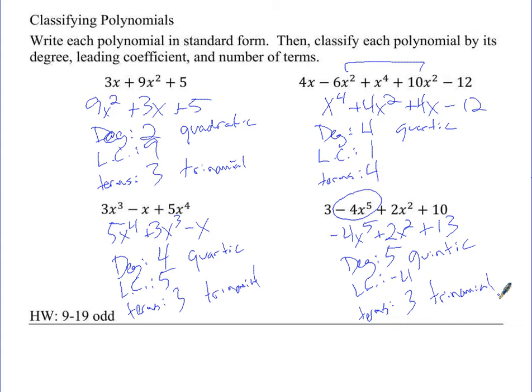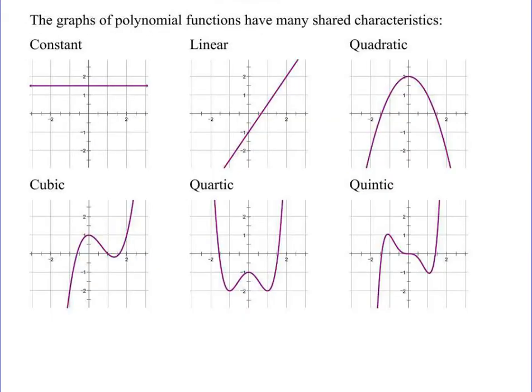That's all you got to do for these. 9 through 19 odd, what is that? 6 problems? Piece of cake. Like I said in the beginning of this section, all polynomials start to show the same type of behavior over and over and over again. So once we learn that behavior, we can start to form a picture in our minds of what the graphs of these things are going to look like before we even look at the graph, which is a really powerful thing to be able to do.